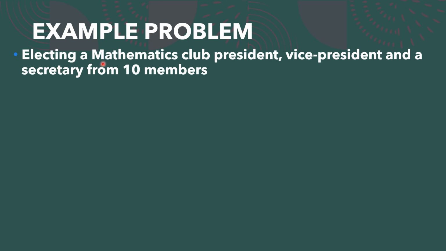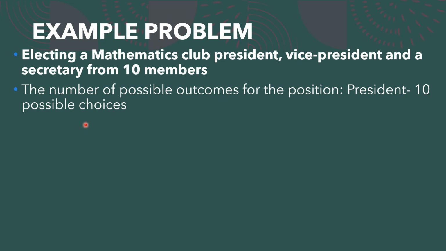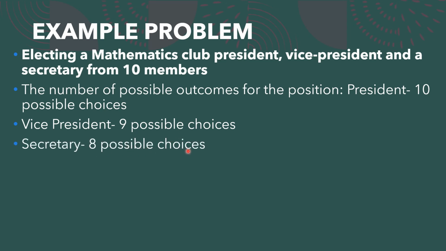Let's try to solve naman electing a mathematics club president, vice president, and a secretary from 10 members. So, ibig sabihin, kailangan lang nating mamili ng president, ng vice, at saka secretary from 10 members. So it means this is a distinct permutation kasi nga, isang tao lang ang pwedeng ilagay sa president, iisa lang din dapat ang vice at iisa lang din dapat ang secretary. So the number of possible outcomes for the position sa president, meron kang 10 possible choices. Sa Vice President, meron kang 9 possible choices, at sa Secretary, meron kang 8 possible choices.